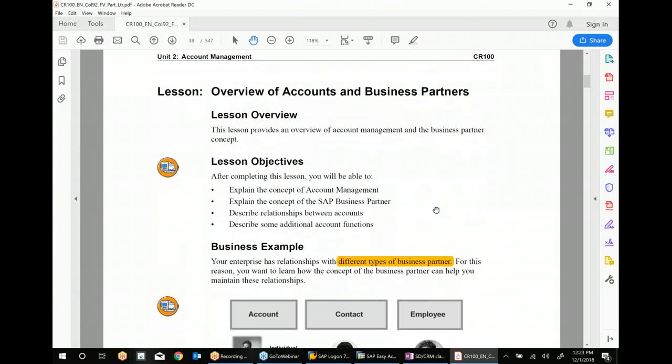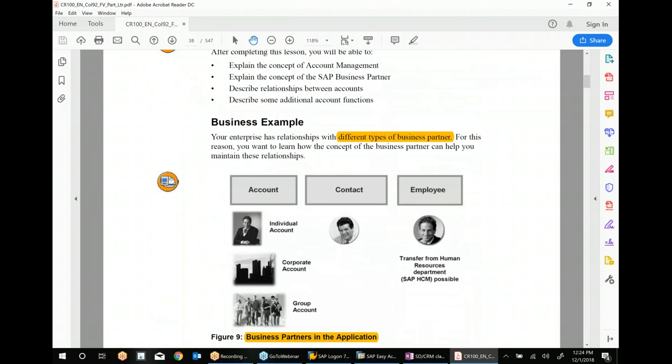Overview of accounts and business partners. In SAP, we can maintain different types of business partners in SAP CRM. That is possible. Now, if you see here on the screen, you have account, contact, and employee. You have individual account, corporate account, group account.